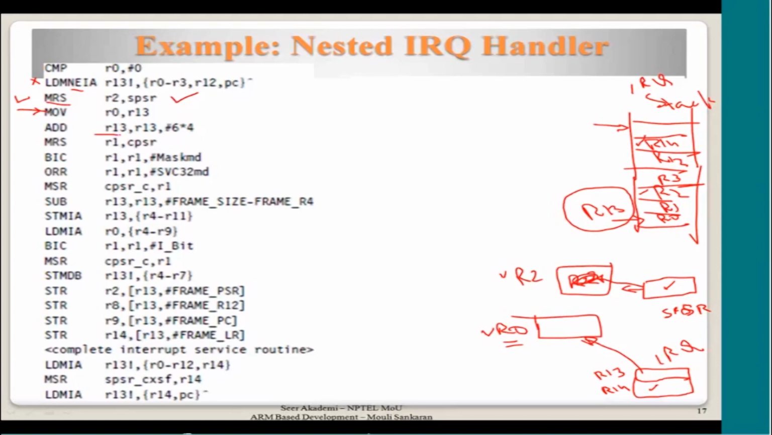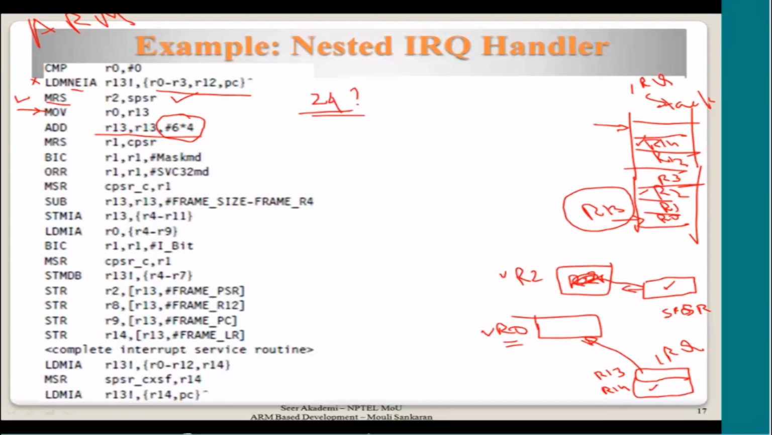Now what happens? Add R13 with 6 into 4. Who does this 6 into 4? The assembler would have done it, making 6 into 4 as 24. It is given like this so that we understand it. As normal human beings, if suddenly 24 is put, we will question why 24, right? You see, 6 registers were pushed into the stack, and execution is in ARM state because it is exception handling. There is no question about it. In ARM state, it would have taken 4 into 6, that many, 24 bytes of location.